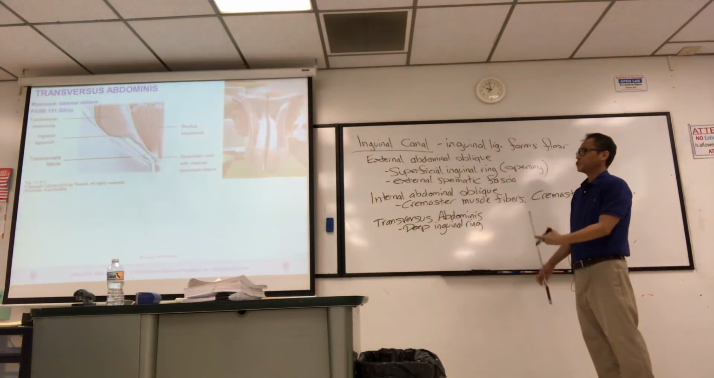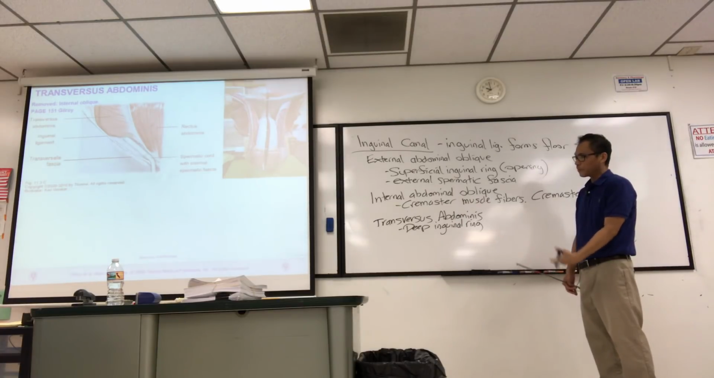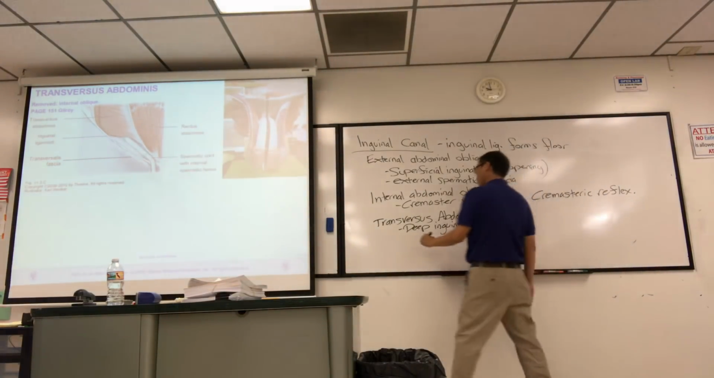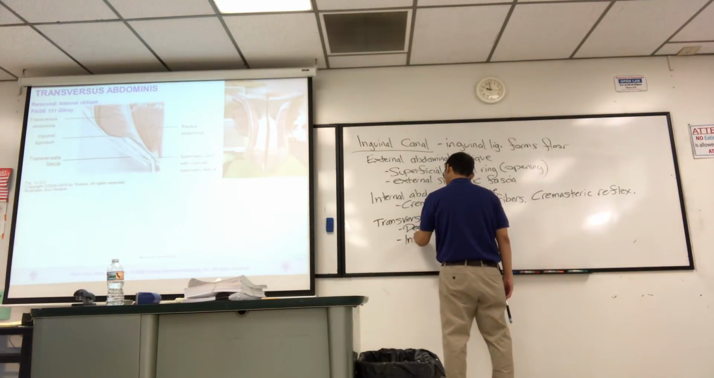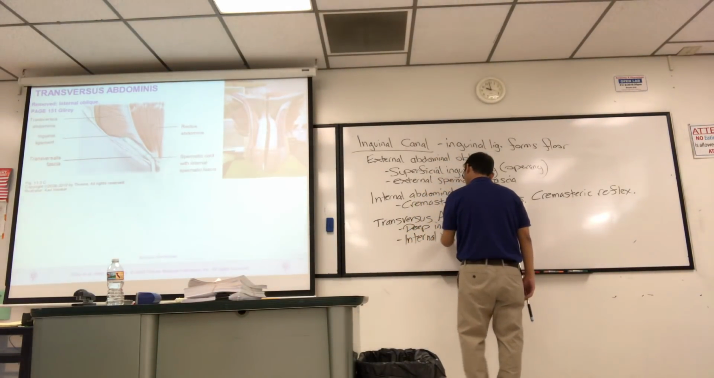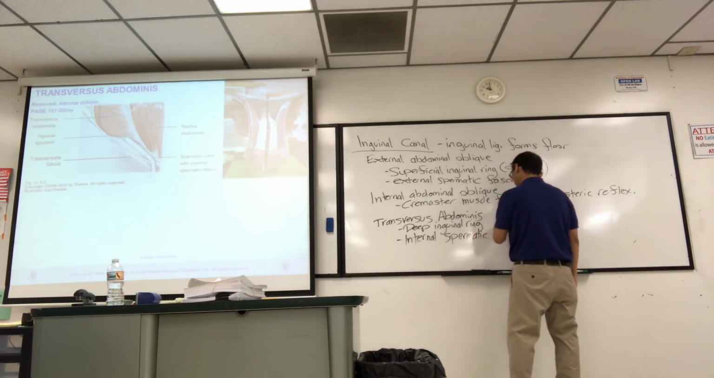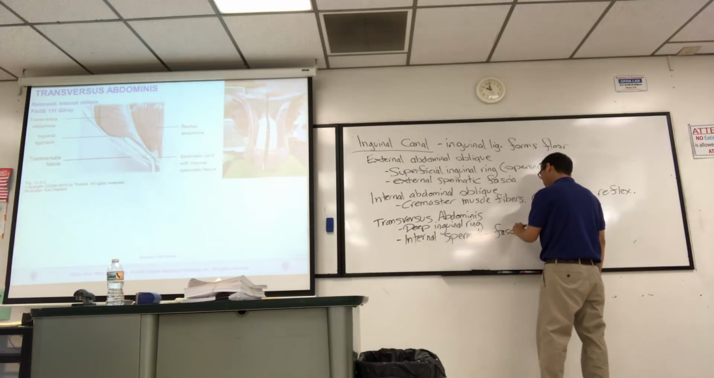And there are connective tissues that form an internal spermatic fascia around the spermatic cord and the testes. Note that, internal spermatic fascia.